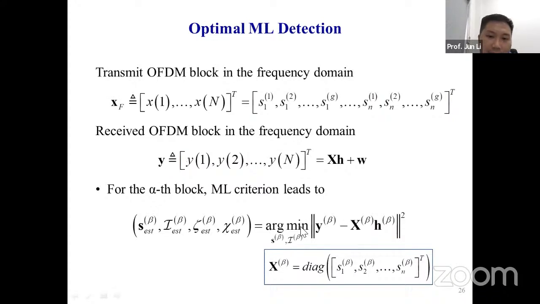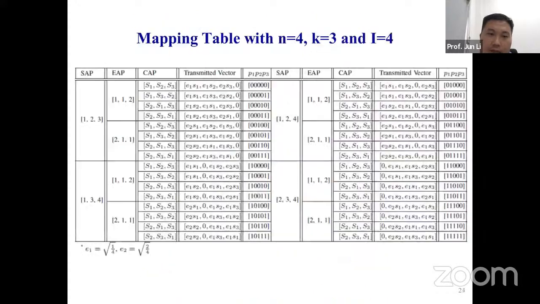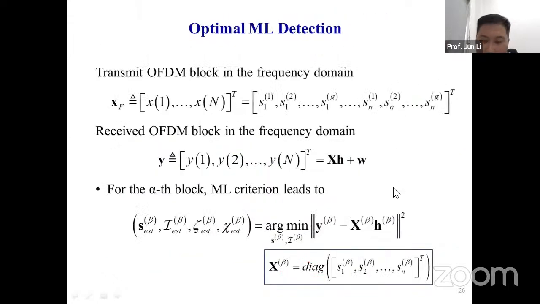Okay, if we get the y, then we should use the same method, right? We should change the order of the candidates of the possible vectors, just like this one, right? We should consider all of these possible transmitted vectors, and put all of the transmitted vectors one by one here. Then we will get the minimum Euclidean distance from only one transmitted vector.